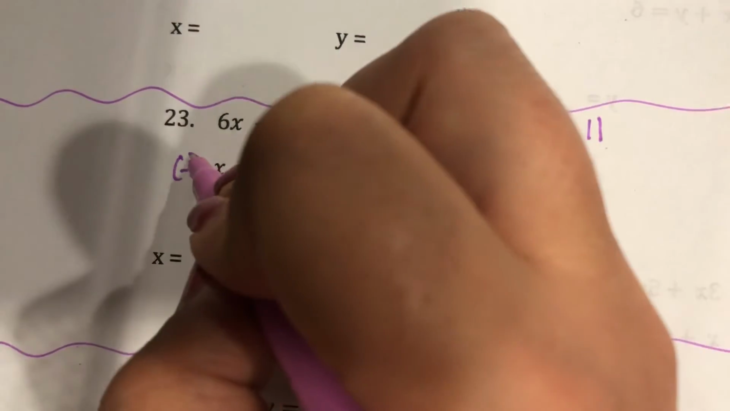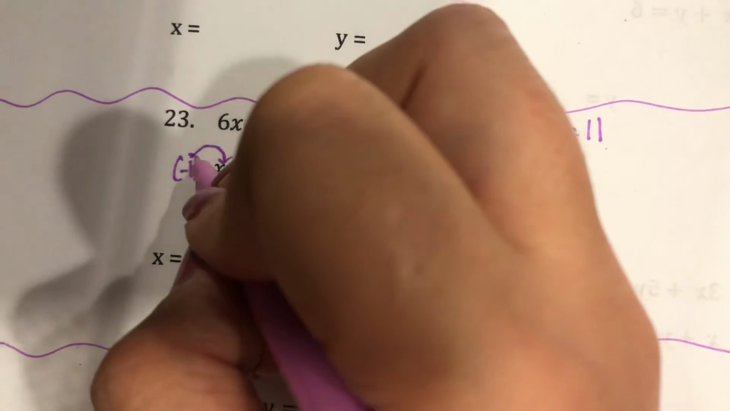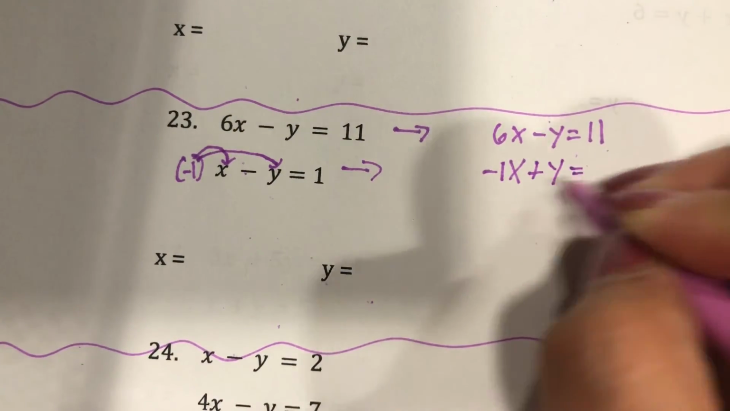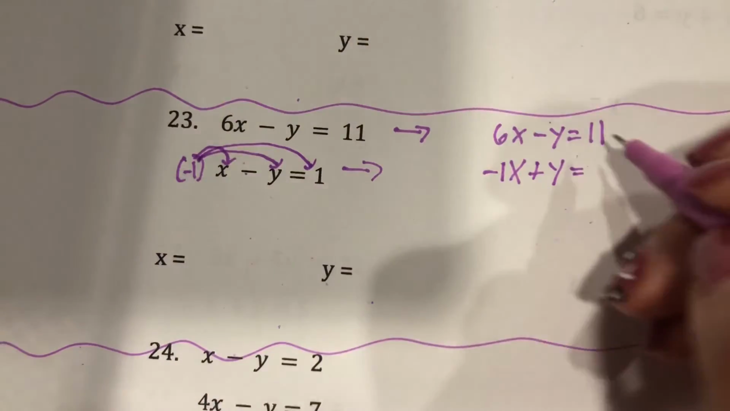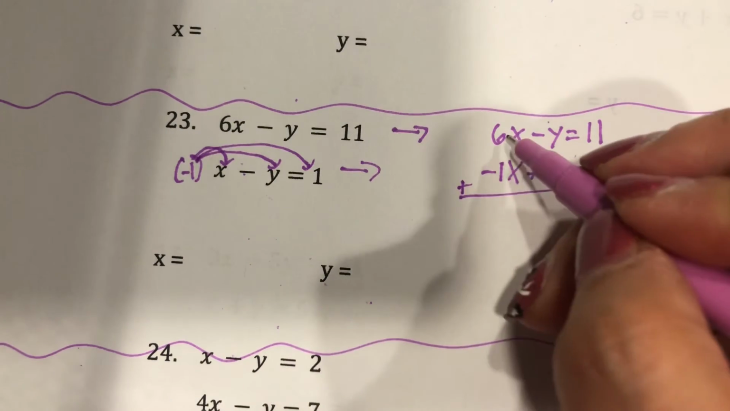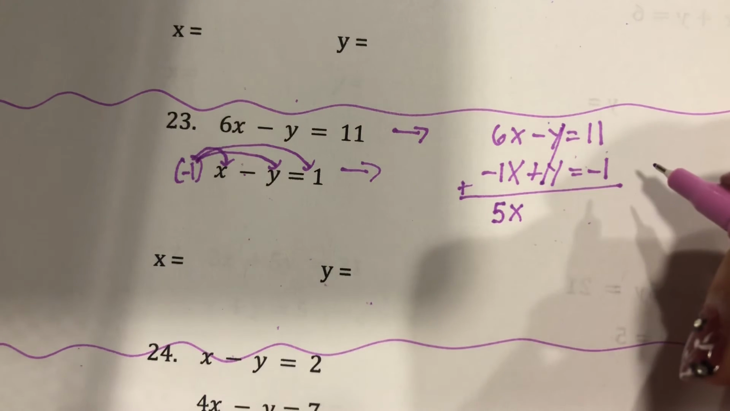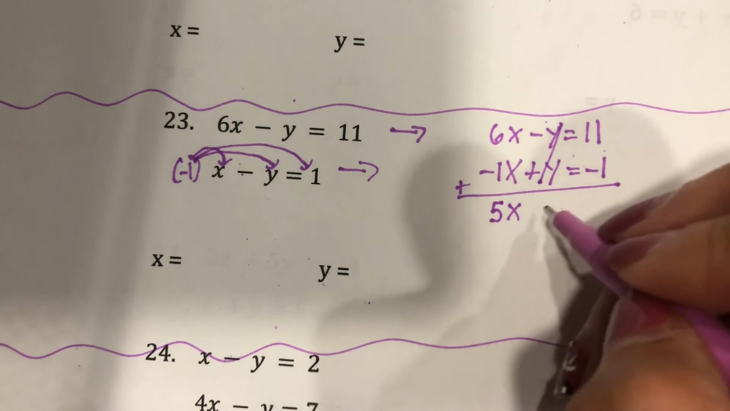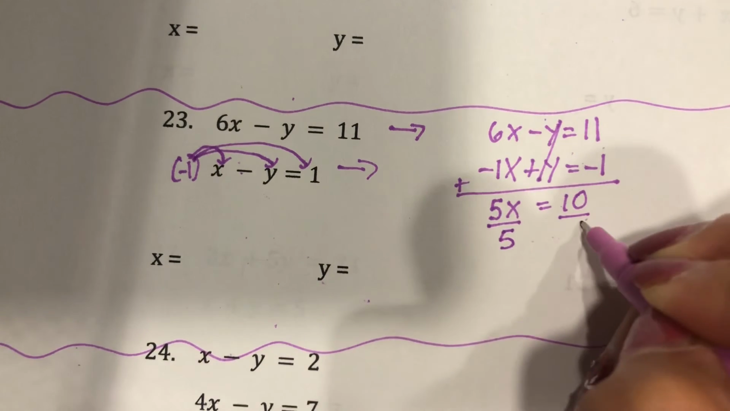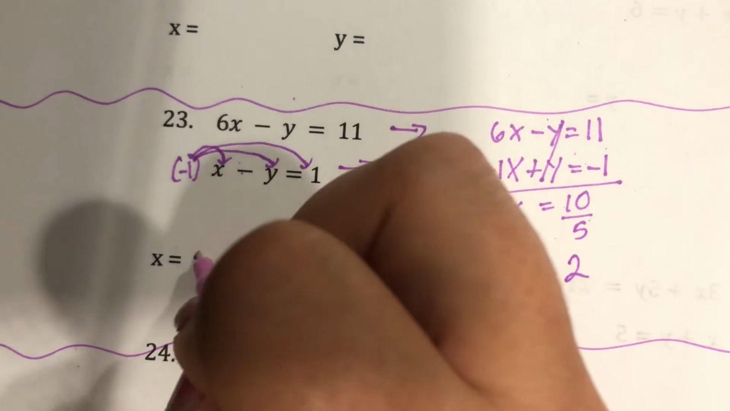distribute this negative 1. So negative 1 times x is a negative 1x. A negative 1 times negative y is a positive y. And a negative 1 times a positive 1 is a negative 1. Add them up. 6 minus 1 is a 5x. My y's cancel out. 11 minus 1 is 10. Divide both of these by 5. And I get x equals 2. So that's my 2.